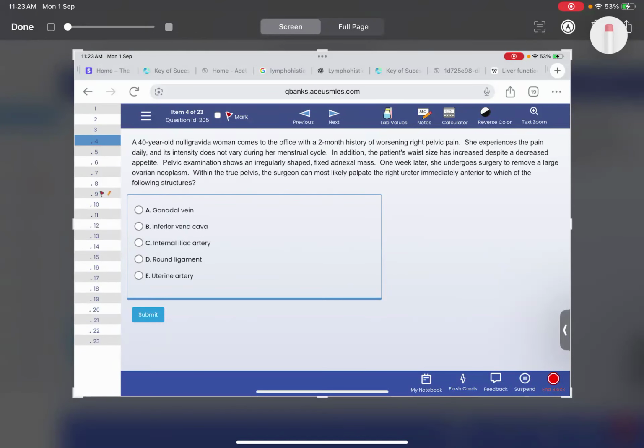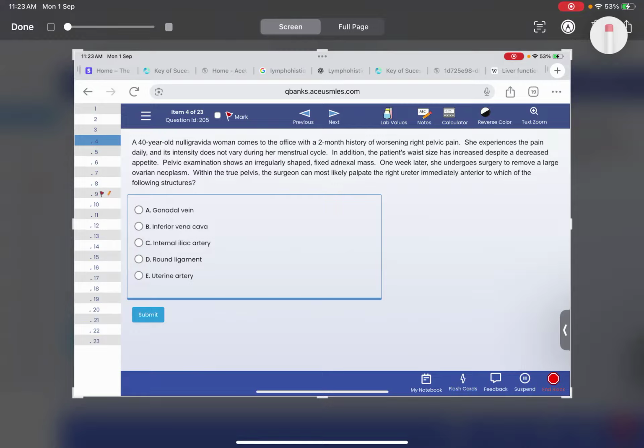Within the true pelvis, the surgeon can most likely palpate the right ureter immediately anterior to each of the following structures. A 40-year-old nulligravida woman comes to the office with a 2 month history of worsening right pelvic pain. She experiences the pain daily and the intensity does not vary during her menstrual cycle.